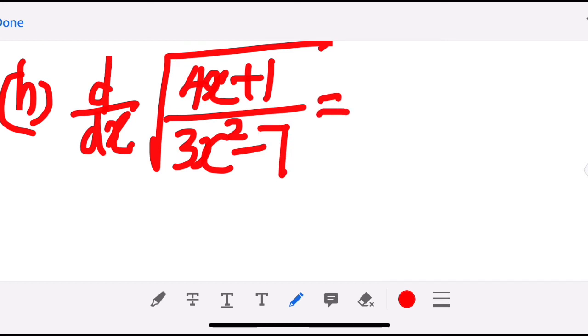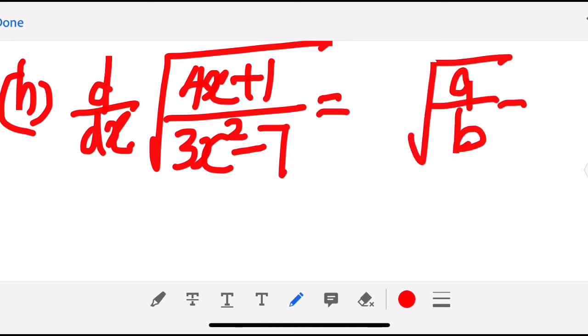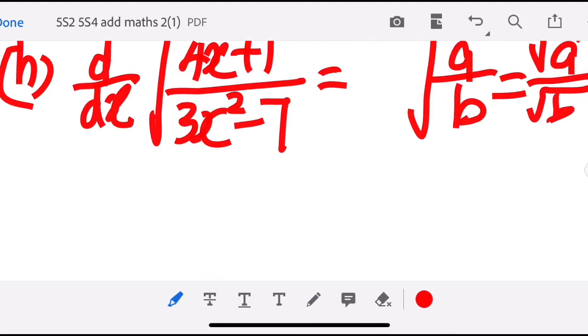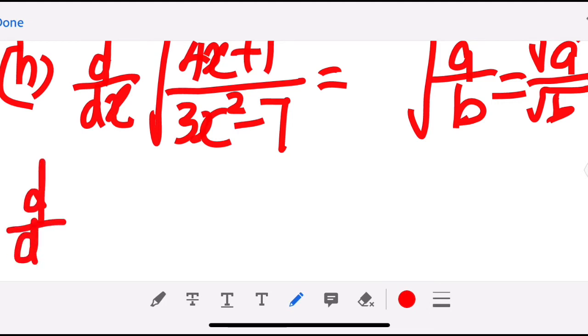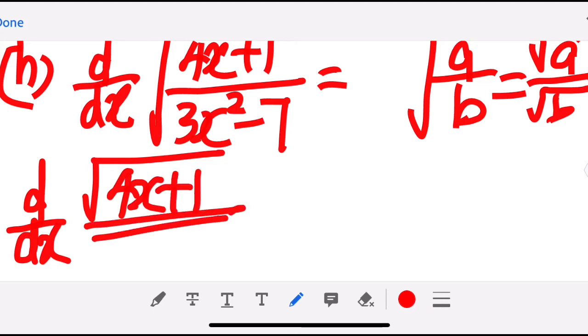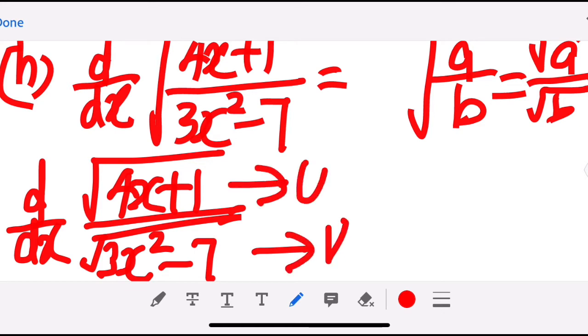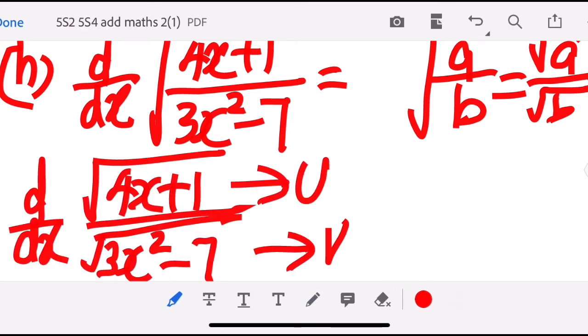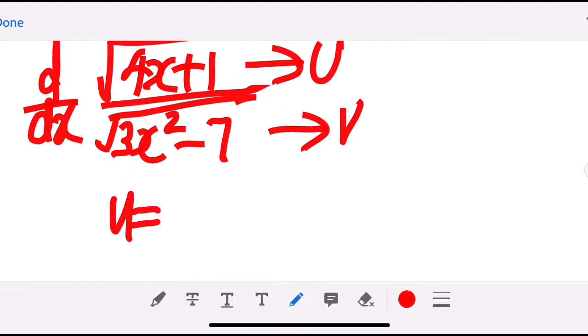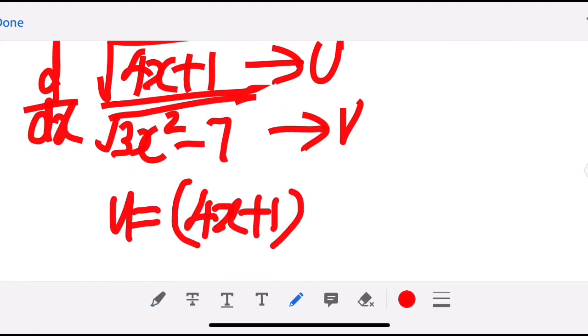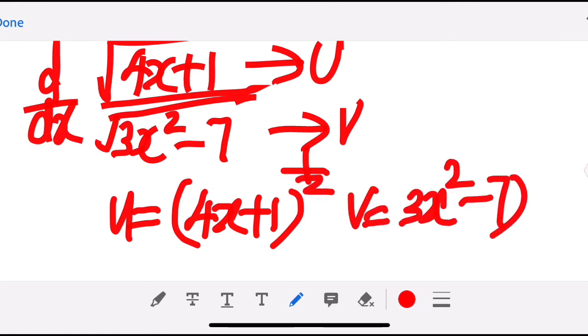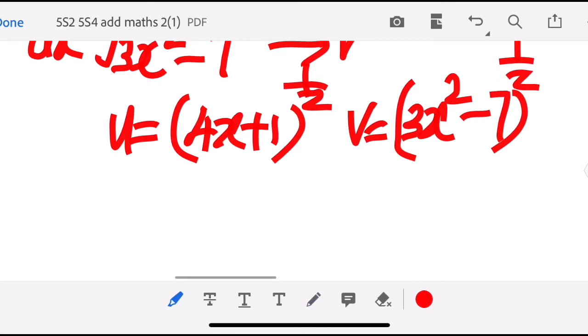As you know, when you have a square root of a over b, you can always convert it to the square root of a and the square root of b separately. So I'm going to differentiate the square root of 4x plus 1 as my u, and the square root of 3x squared minus 7 as the v. Okay, let's do it now. The u is (4x plus 1) to the power half, and the v is (3x squared minus 7) to the power half. Let's do it fast.